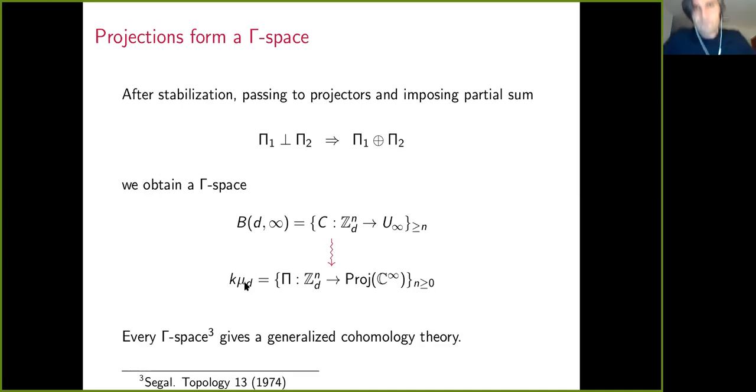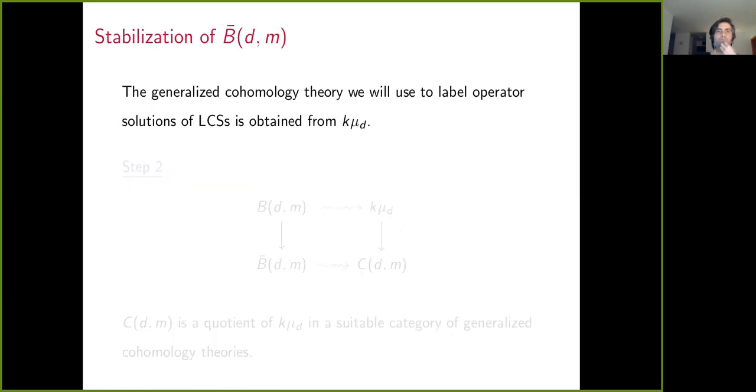For a gamma space, just think of it as a collection with certain compatibility, which I'm not going to define. But the good thing is, once you have this extra structure of a gamma space, you can construct a generalized cohomology theory out of it. This is a classical theory. So step one is done. We have understood the stabilization of the classifying space of contexts.